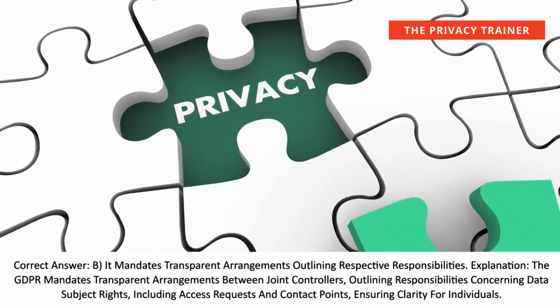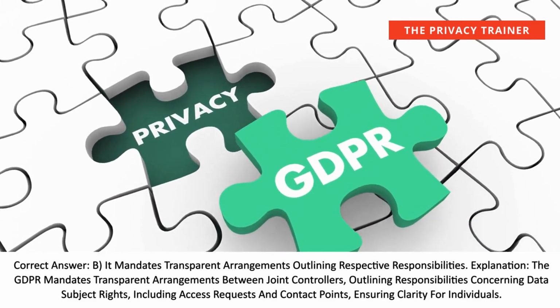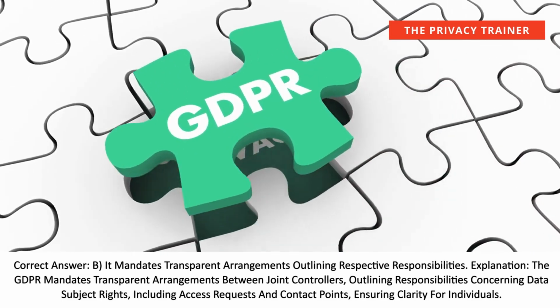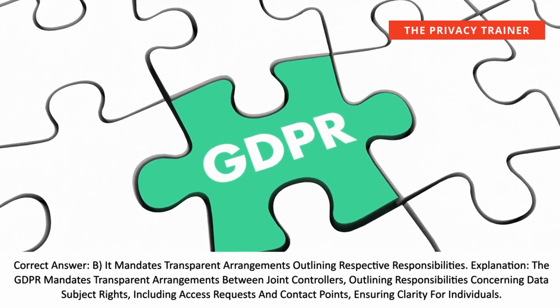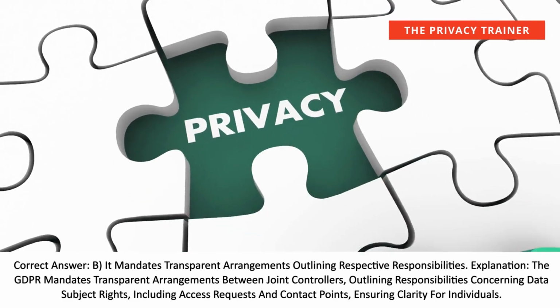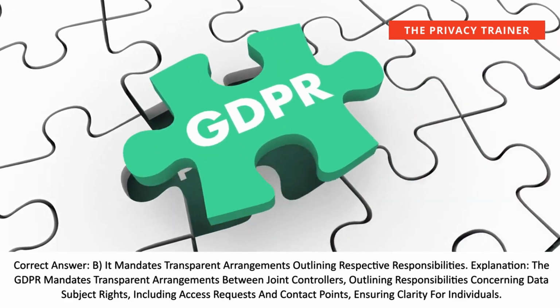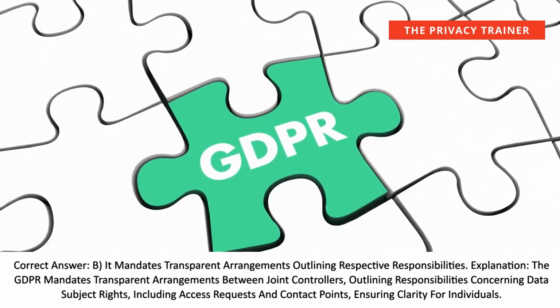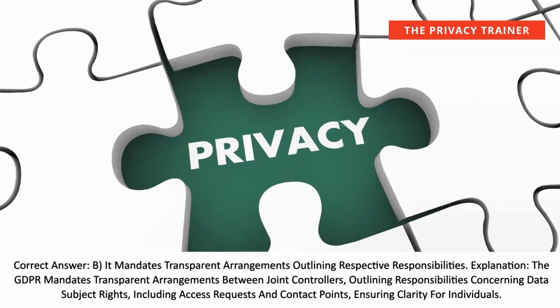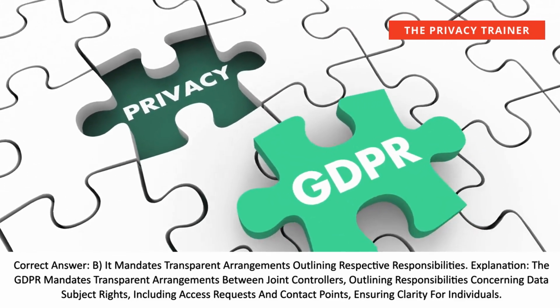Correct answer. B. It mandates transparent arrangements outlining respective responsibilities. Explanation. The GDPR mandates transparent arrangements between joint controllers, outlining responsibilities concerning data subject rights, including access requests and contact points, ensuring clarity for individuals.